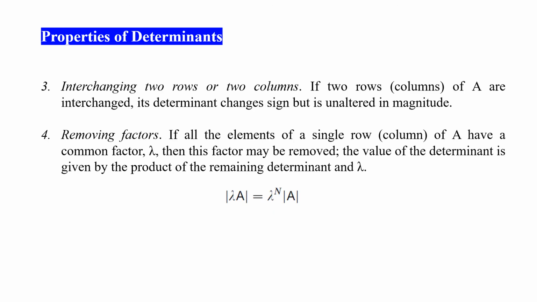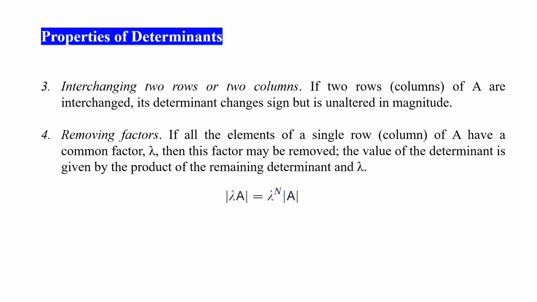The next property is interchanging two rows or two columns. If two rows or columns of A are interchanged, its determinant changes sign but is unaltered in magnitude. So again, if you have any two rows or any two columns that you want to interchange, the magnitude of the determinant is unaltered, but the sign of your determinant is changed.